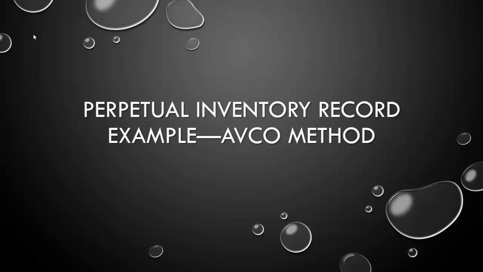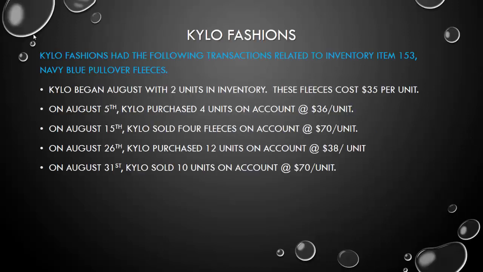Here is a perpetual inventory record example using the average costing or AVCO method. Kyle Fashions is going to have the following transactions related to their inventory item 153, navy blue pullover fleeces. They're going to begin the period with 2 units at a cost of $35 a unit.